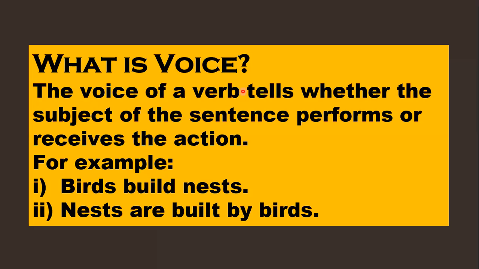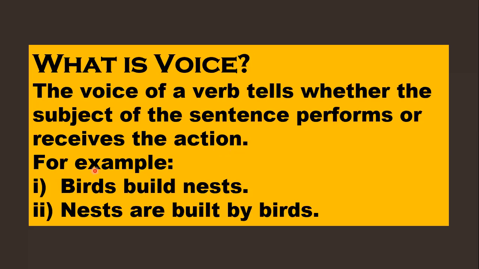So what is a voice? First of all, a voice of a verb tells whether the subject of the sentence performs or receives the action. Basically, in the active voice, the subject is actually performing the action. Okay, the action is being performed by the subject. That means the subject is the highlight of the sentence. Whereas in the passive voice, the situation changes and the subject receives the action from the object. Okay, now the object becomes more highlighted and the subject is receiving the action.